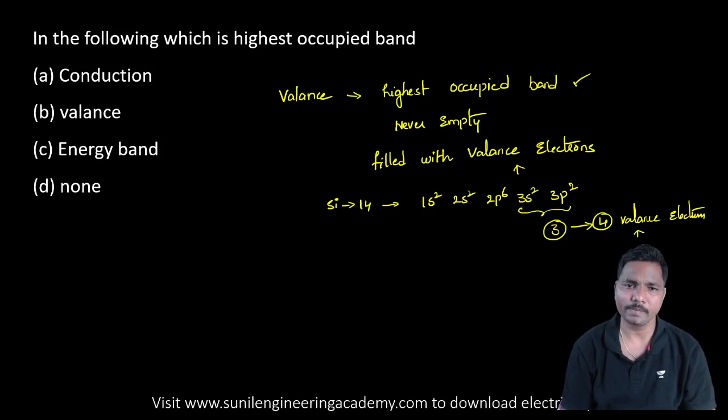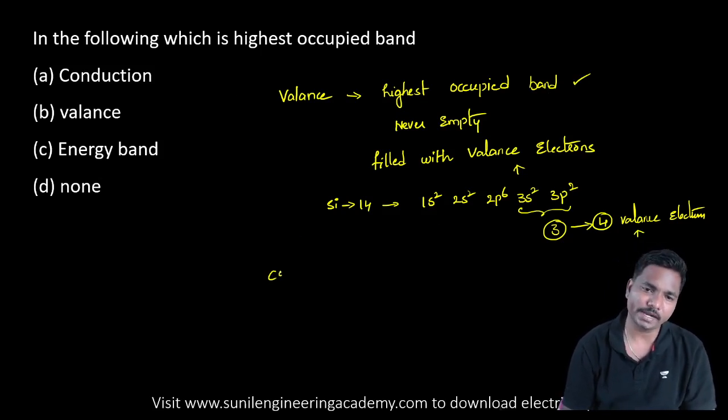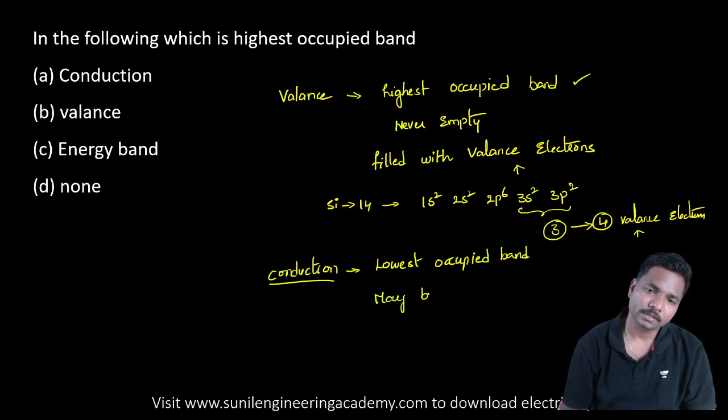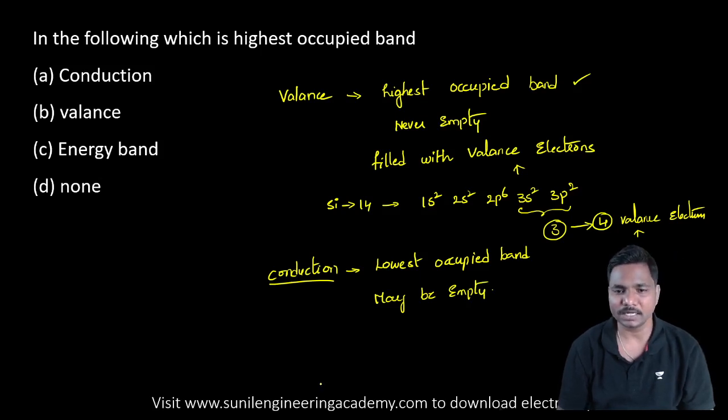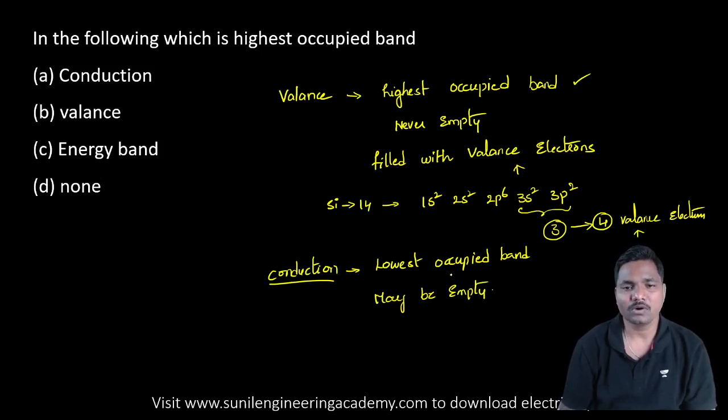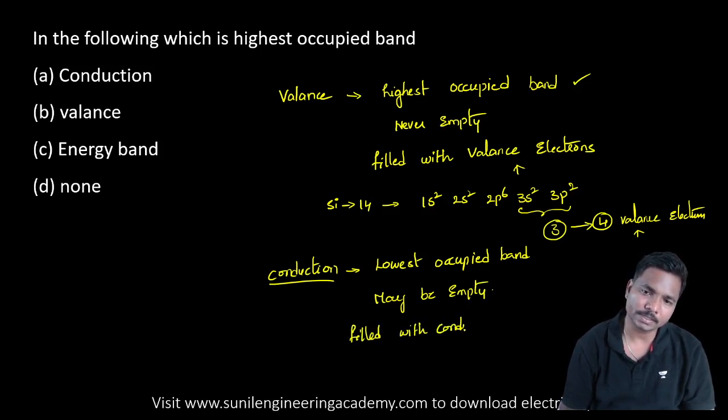and highest occupied band. In the same way, conduction band is filled with conduction electrons. It may be empty, or we can also say it is lowest occupied band. Very important question, guys. May be empty. Why? Because some of the elements may not participate in the conduction, so it may not have conduction electrons. It is filled with conduction electrons, the electrons which participate in the conduction.